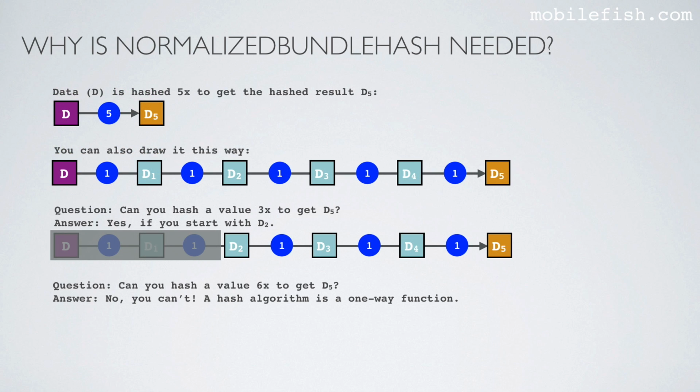To understand Eve's next hack attempt, you first need to understand the following. This data is hashed 5 times to get the hash result D5. You can also draw it this way.